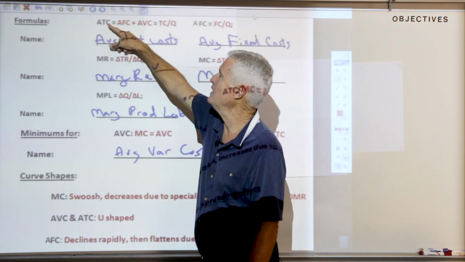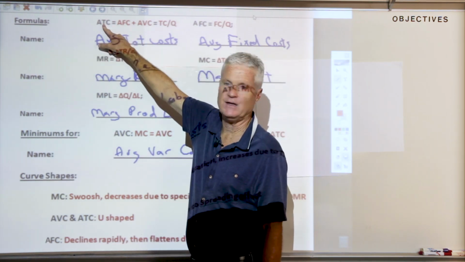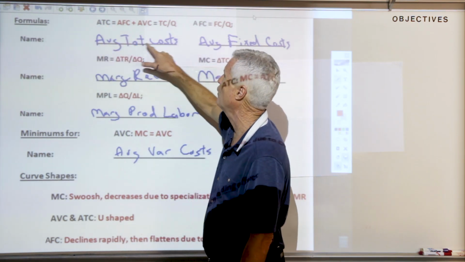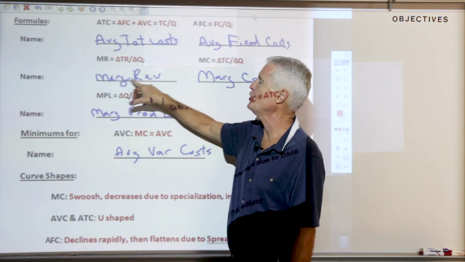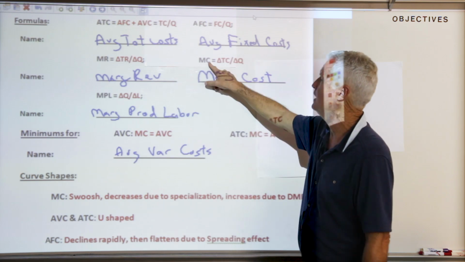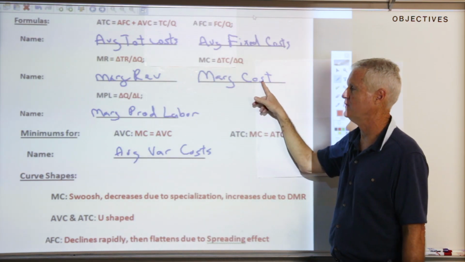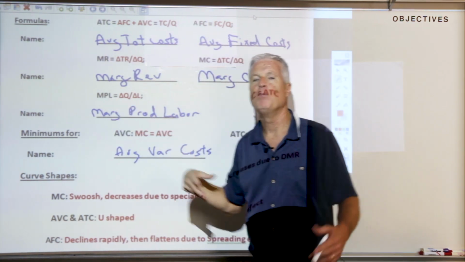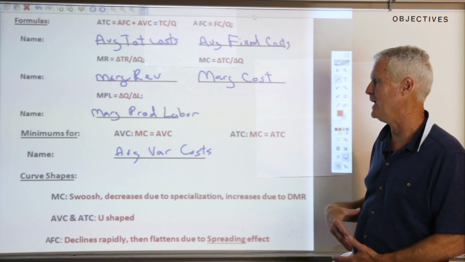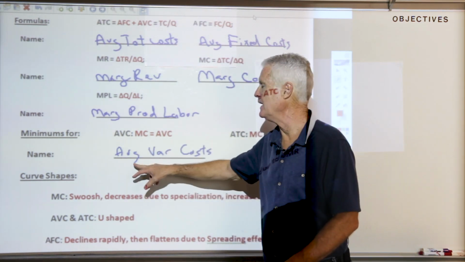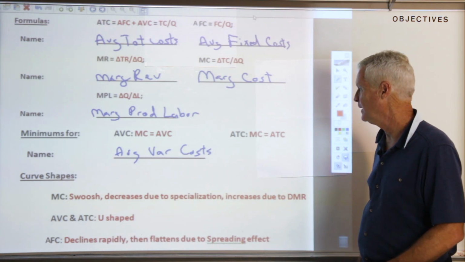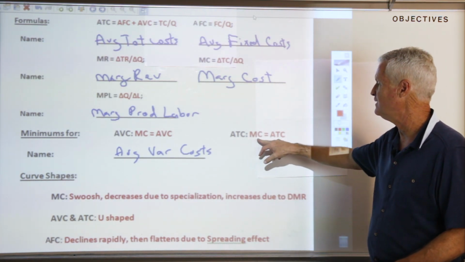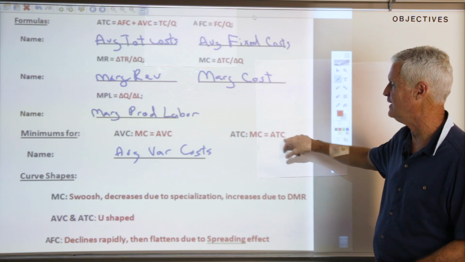For the names, you're going to have ATC, you're going to write average total cost. AFC, average fixed cost. MR, marginal revenue. MC, marginal cost. MPL, marginal product of labor. AVC, average variable cost. You're going to have to write all those things. Okay, you're going to fill in this. What's ATC? MC equals ATC.